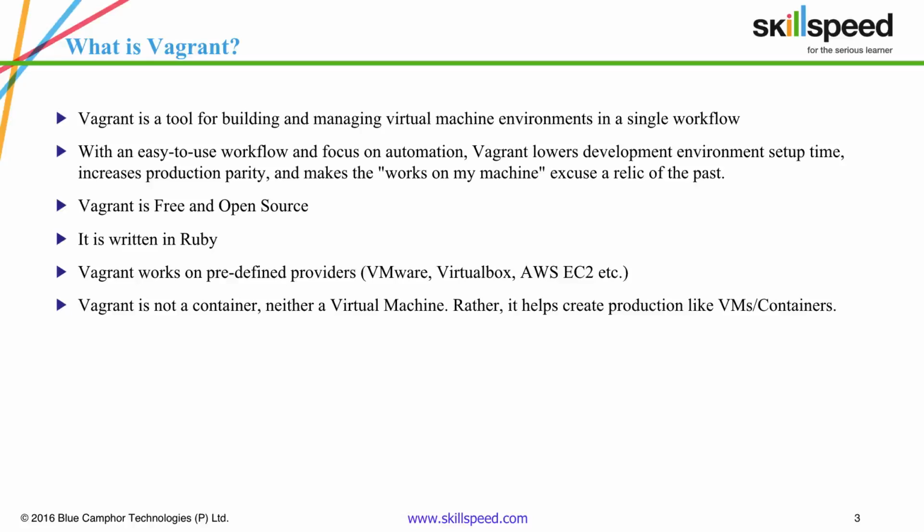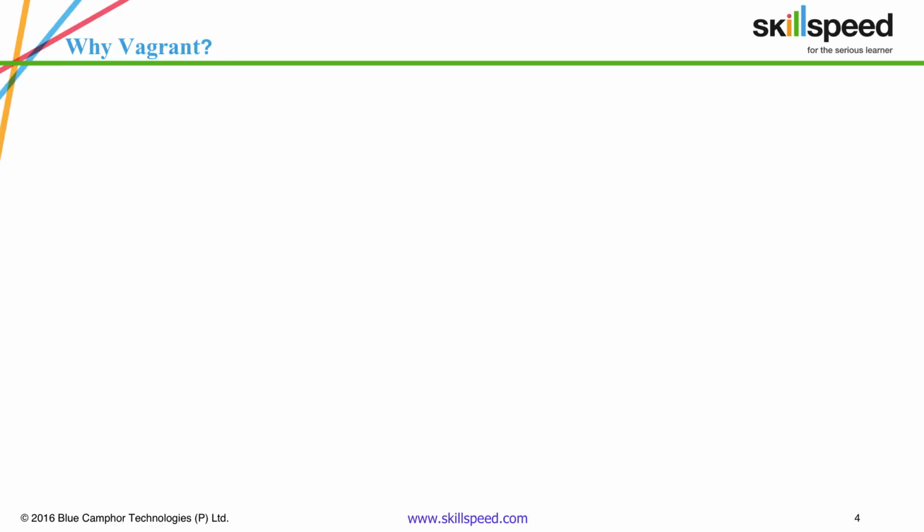An important thing to understand is that Vagrant is not exactly a container technology. It's neither a virtual machine technology. It helps create production-like virtual machines and containers. So the important thing is that you can create virtual machines as well as containers with Vagrant. We have a brief lesson which talks about the differences between Vagrant and Docker, which is very important to understand about Vagrant. So now we have understood what exactly Vagrant is.